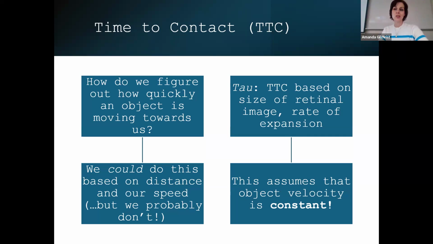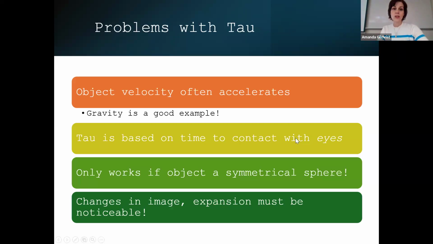Okay, so here are some problems with tau though. Again, we are assuming a constant velocity. The problem is that object velocity often accelerates.